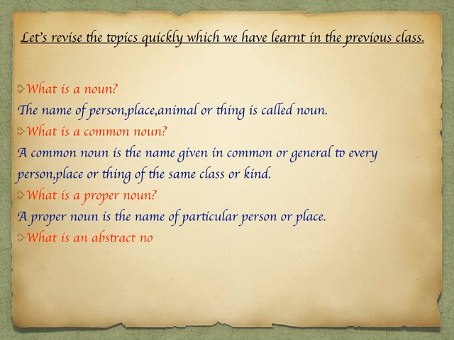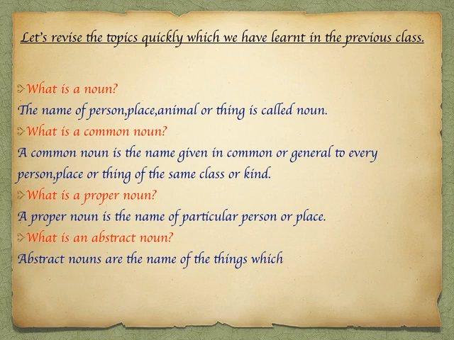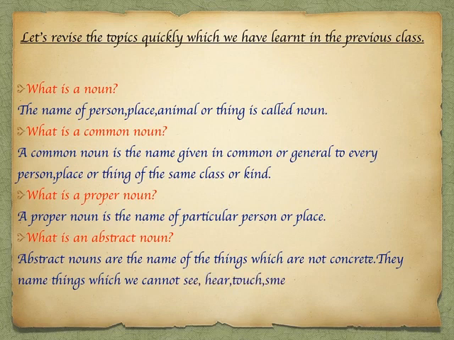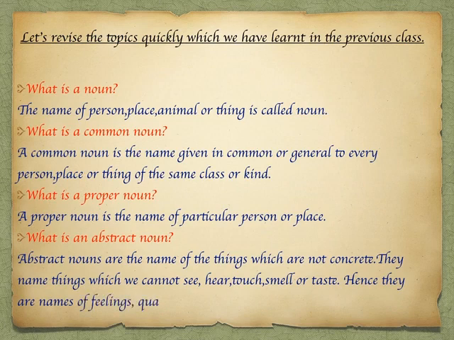What is an abstract noun? Abstract nouns are the name of the things which are not concrete. They name things which we cannot see, hear, touch, smell, or taste. Hence, they name feelings, qualities, ideas, state of being, or actions. So, after going through the definitions which we have already learned in the previous class, let's check the exercise which I gave you in the last video.